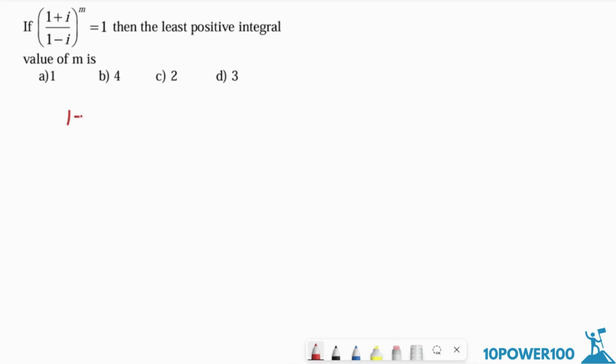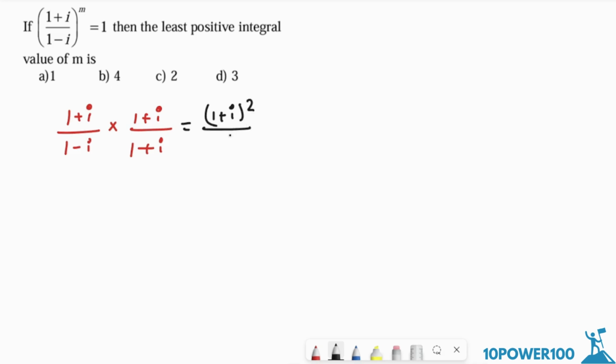That is (1 plus i) divided by (1 minus i). We have to take the conjugate to bring it to the a plus ib format. So the conjugate of the denominator is 1 plus i. (1 plus i) divided by (1 plus i). So the numerator, if you multiply, we get (1 plus i) into (1 plus i), which is (1 plus i) the whole square.